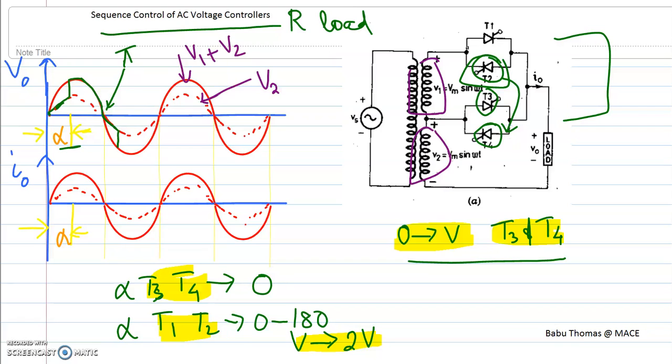Now the output voltage will be like this. Again at 2 pi, thyristor T3 is turned on, so it will be following this curve, and once it reaches alpha again, thyristor T1 is turned on and it will continue like this.